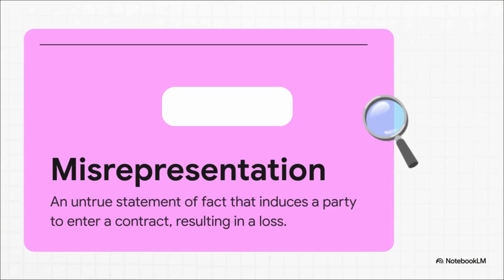So think of it like this. For any misrepresentation claim to even get off the starting blocks, you need these three key ingredients. First, an untrue statement of fact. Second, that statement had to be the thing that actually convinced the other party to get into the contract. And third, the person making the claim must have actually lost something because of it.